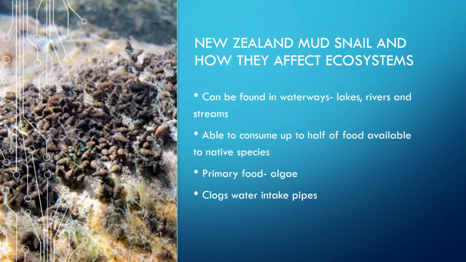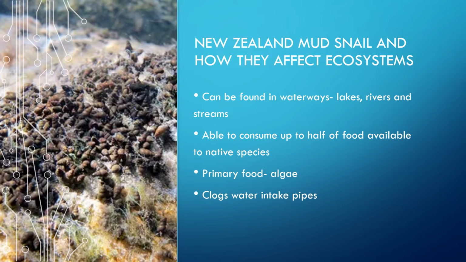So back with the examples, here is the New Zealand mud snail and how they affect ecosystems. They are native to New Zealand. They were first discovered in the Idaho Snake River in the US. They are very tiny. They can be found in waterways such as lakes, rivers, and streams.